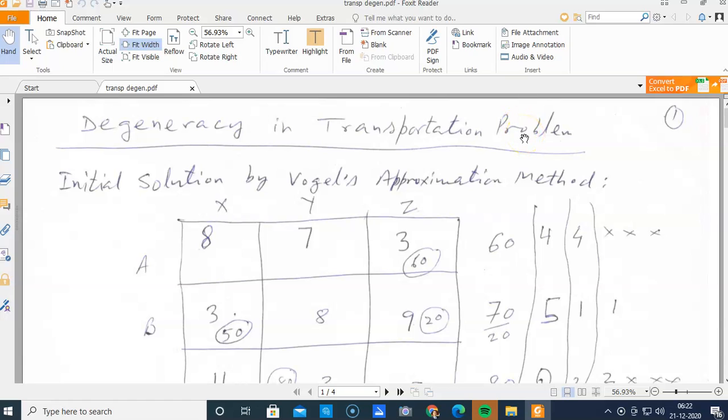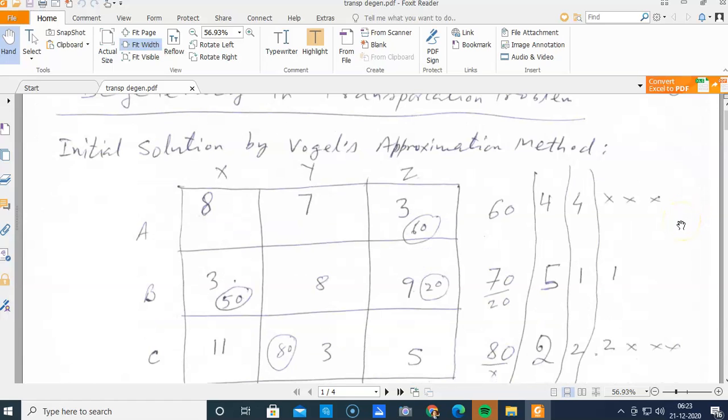Hello students, in this class we will study degeneracy in transportation problem. By degeneracy we mean that our initial solution is not a basic feasible solution, that is, it is degenerate. This case arises when your number of occupied cells is less than m plus n minus 1, where m denotes the number of rows and n denotes the number of columns. m plus n minus 1 should be the number of occupied cells.